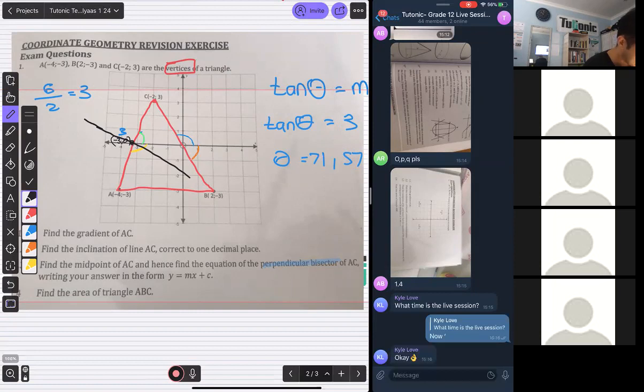Okay, so for that one, because we found the midpoint of AC, we have a point. And now the gradient, so we know that the gradient of AC is 3. So now the gradient of the other line we want to find out, which is the perpendicular bisector, is -1/3. Perfect. So then you just say y is equal to mx plus c and then solve.